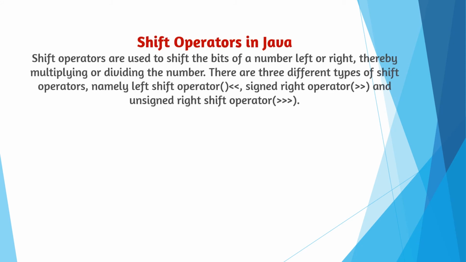Now the last two operators, we are just seeing the definition because it is not in the syllabus of ICSE board. Shift operators are used to shift the bits of numbers from left to right and thereby multiplying or dividing the number. And three types of shift operators are there: left shift operator, which will change the position of bits to the left side, right shift operator, and unsigned right shift operator. This is just the definition only, that means even the definition will not be asked in the board exam. So we are not going into detail.